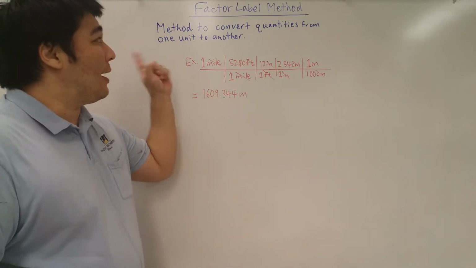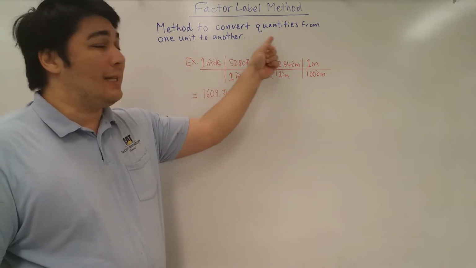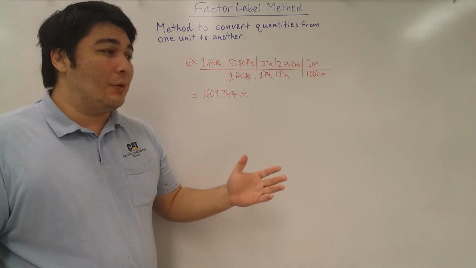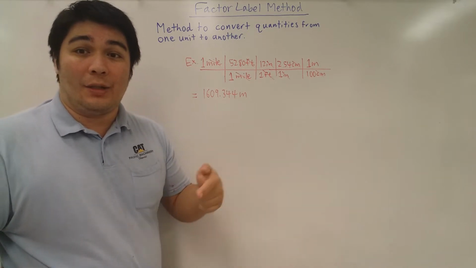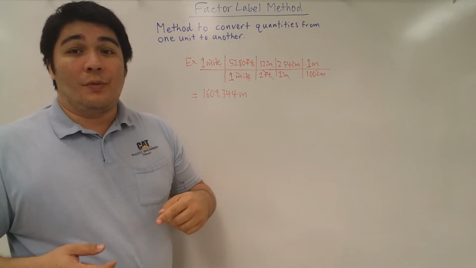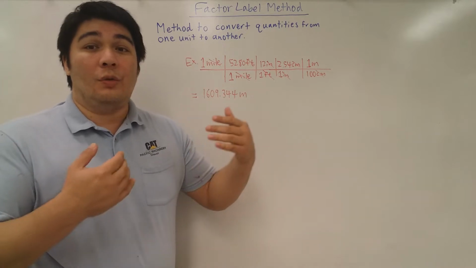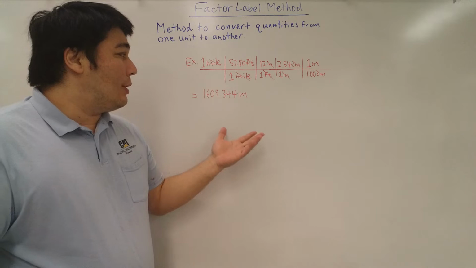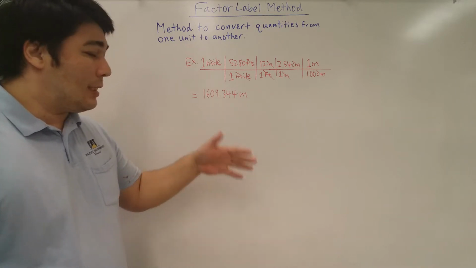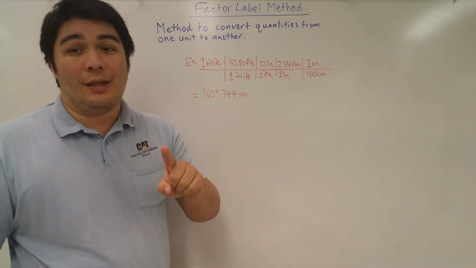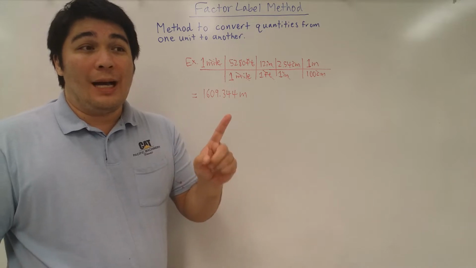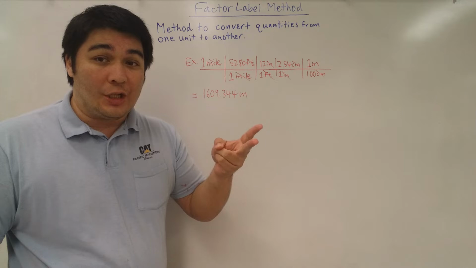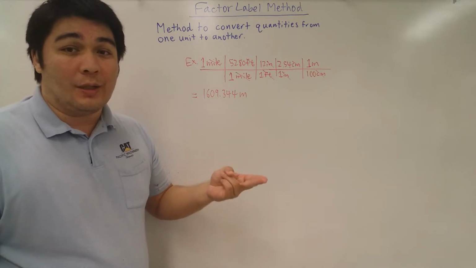Okay, so the factor label method is a method to convert quantities from one unit to another. In my example in the notes, I'm converting 1 mile into meters. So what I would do is say, okay, let's do the conversions for a mile. First of all, you have to know how units convert from one to another. You actually have to know the relationship between the units.